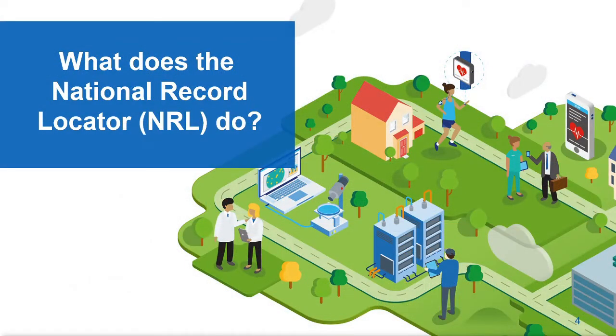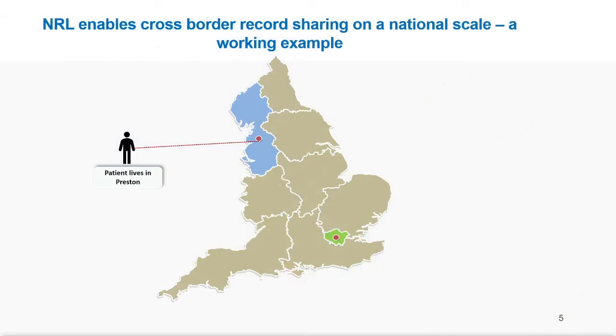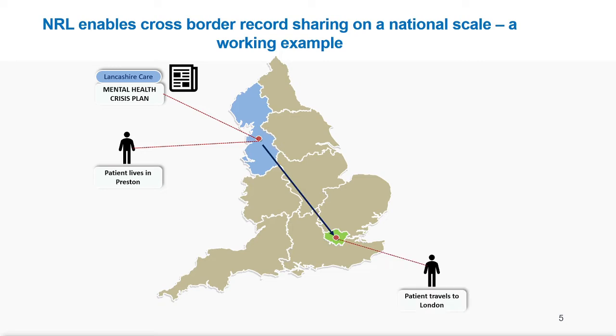So what does the National Record Locator do? Well, the best way to demonstrate this is via a worked example. Let's say we have a mental health patient who lives in Preston. They're under the care of Lancashire Mental Health Trust, who have created a mental health crisis plan which they share on the NRL. The patient travels down to London on a day trip. For one reason or another, they find themselves in a mental health crisis situation, require emergency care, and call 999.